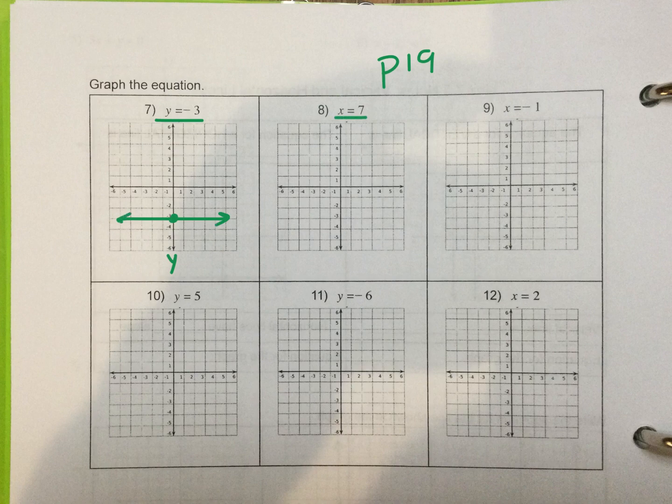X is 7. Well, this is my x line. That's not going to work. I'm going to make it a 6. So I'm going to put a dot on the 6. And because it's on that x line, I've got to draw my line up and down. X is -1. Okay, x line is side to side. Put a dot right there. And then I do kind of the opposite and draw it up and down. I need you to draw the graph for 10, 11, and 12.